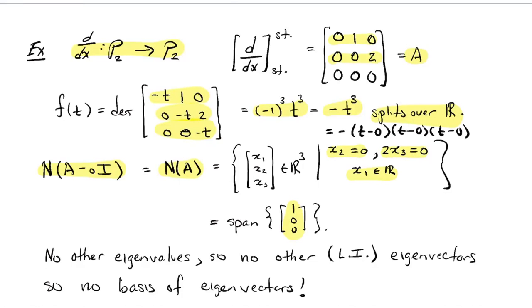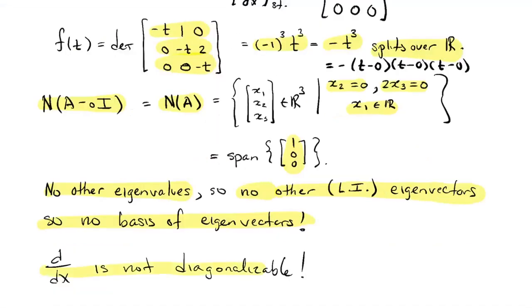There are no other eigenvalues. It only has one eigenvalue, lambda equals 0. So there are no other eigenvectors, and in particular, there are no other linearly independent eigenvectors. So there's no basis of eigenvectors. So this matrix is not diagonalizable. So that operator is not diagonalizable.